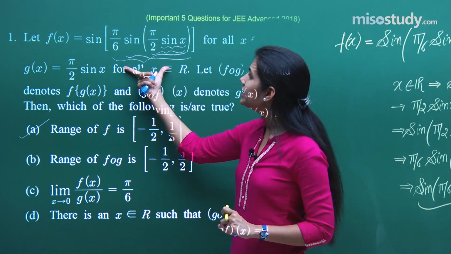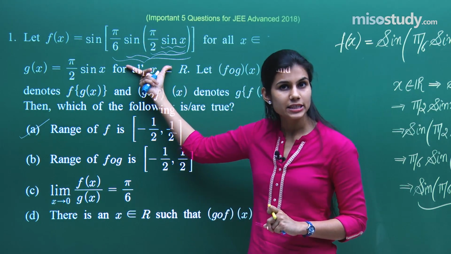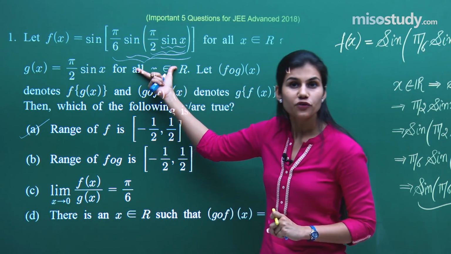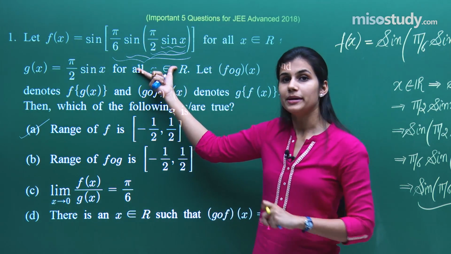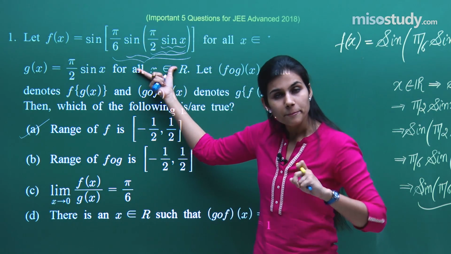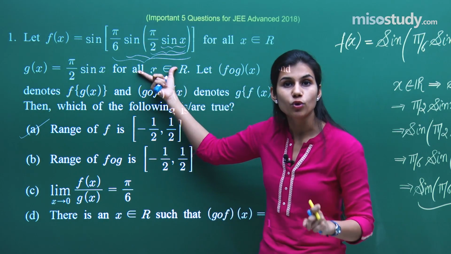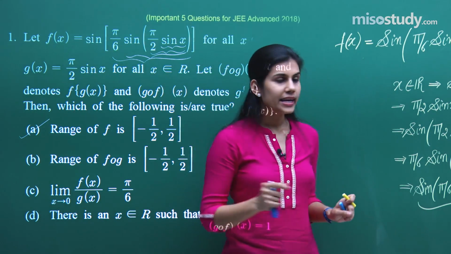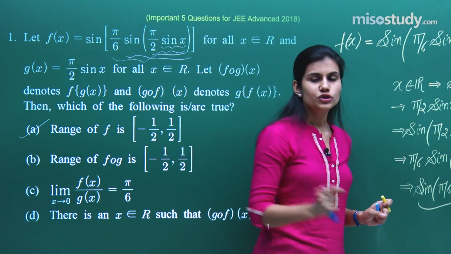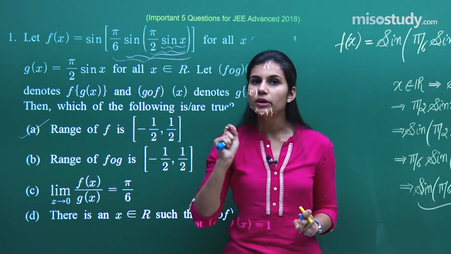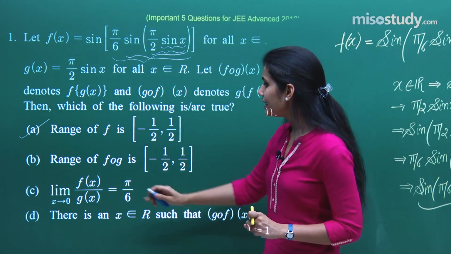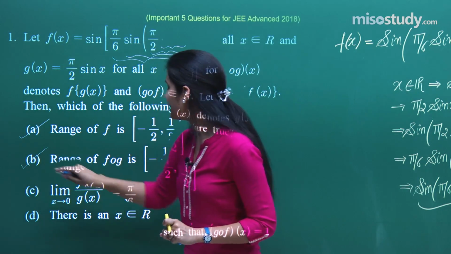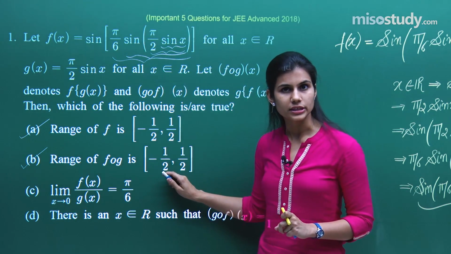And if this complete argument is in the closed interval minus pi by 6 to pi by 6, sine of it will be in the closed interval sine of minus pi by 6 comma sine of pi by 6, which makes it the closed interval minus 1 by 2 to 1 by 2 again. Okay, so on the exact same lines, you are going to land up with the conclusion that yes, the range of FOG is also the closed interval minus 1 by 2 to 1 by 2.